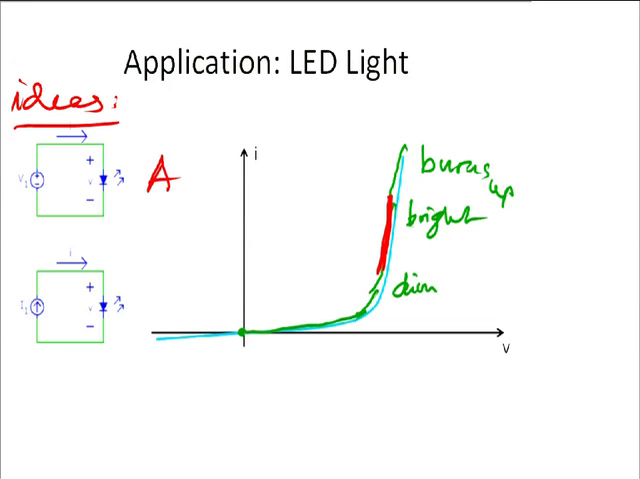So let's look at circuit A first. Well, we have a voltage source, V1, that is across that LED. Consequently, the voltage across the LED is what? It's constant V1, right? And we can, of course, adjust V1 by picking the right voltage source. How would we represent this? Well, the voltage is V1 no matter what the current is. So let me show this.